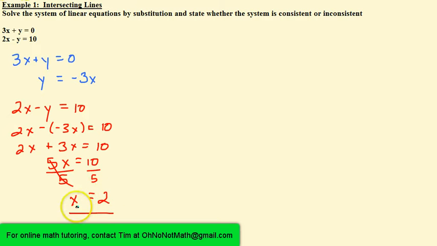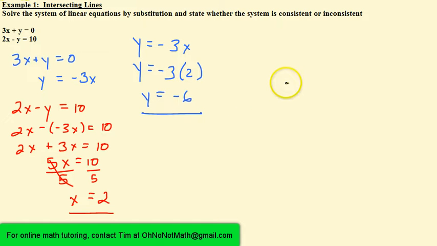The third step is to take that value for x and plug it into either of the original equations. I'm going to plug it into the first one, 3x plus y equals 0, because we've already solved for y. So I can just take this equation, y equals negative 3x, and plug in x equals 2. Y equals negative 3x. Substitute this 2 in for the x. So I have y equals negative 3 times 2, which is negative 6.